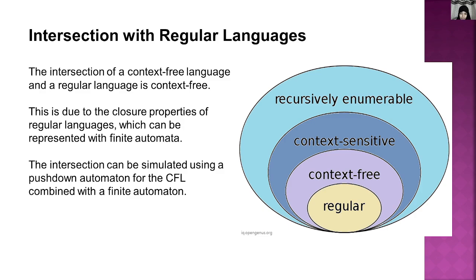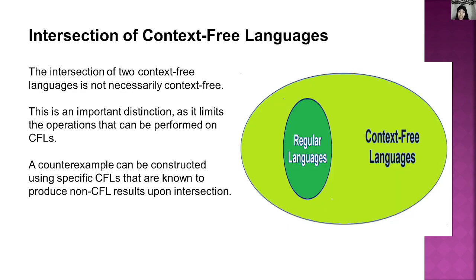Intersection with regular languages. The intersection of a context-free language and a regular language is a context-free language as well. This is due to the closure properties of regular languages, which can be represented with finite automata. The intersection can be simulated using a push-down automaton for the CFL combined with a finite automaton. As you can look into the picture over there, like how it goes on: recursively enumerable, context-sensitive, context-free, and regular language.